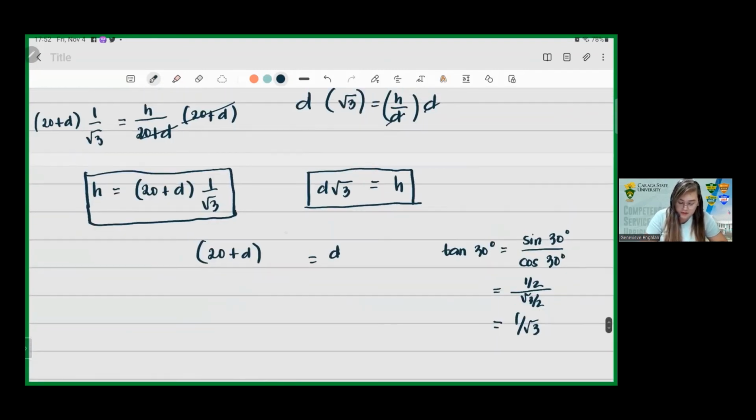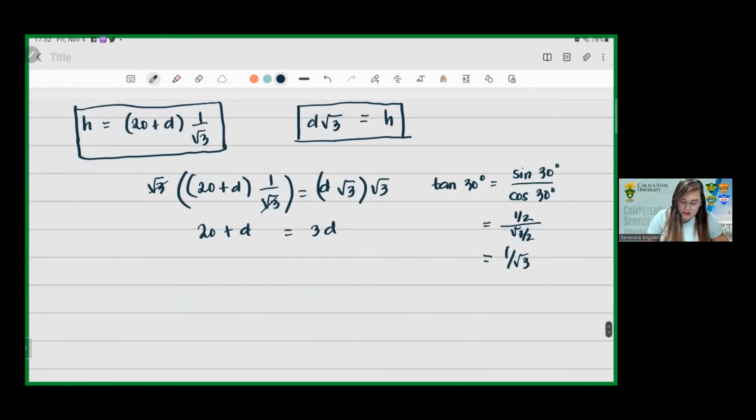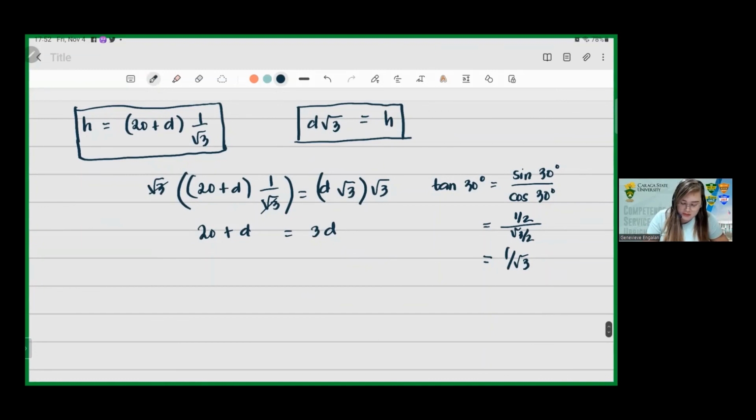So you have 1 over square root of 3, and here, square root of 3. Okay, so we can now multiply both sides by square root of 3. Square root of 3. So, you have 20. Cancel that, right? So, you have 20 plus d is equal to 3d. Okay. So, the distance will be 20.